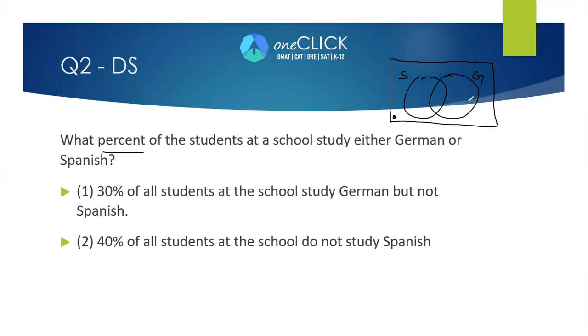So now we start to combine. We know this is 30%. We know this and this combined is 40%. So this becomes 10%. Once I know the outside is 10%, I know the union, right? 90%. So combining, I have the answer. So this would be C.